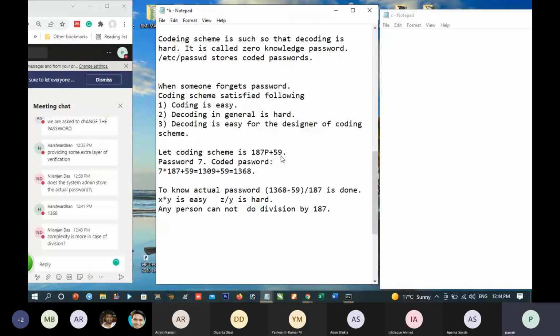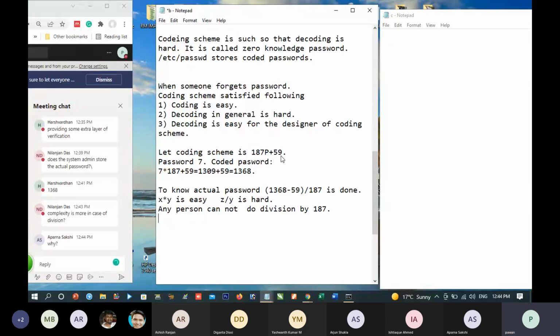Now, are the things correctly understood by you? Our coding scheme is easy. Division by 187 is hard. No. In case of a calculator also, in place of 187, some bigger number will be taken. Even with calculators, it will become difficult now. Do you understand, Prabhat? Is it correct? Yes. Even with calculators, by taking bigger numbers, division is not easy. However, multiplication is easy.